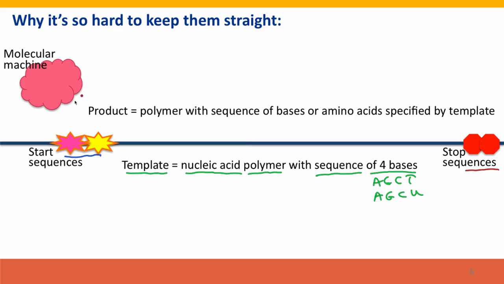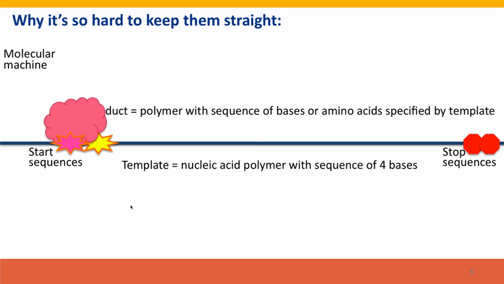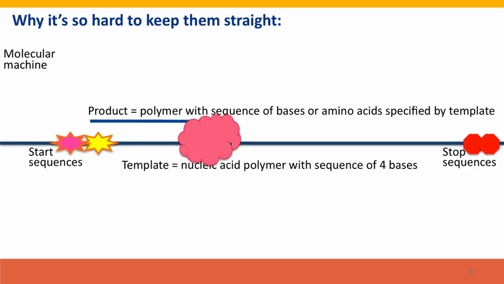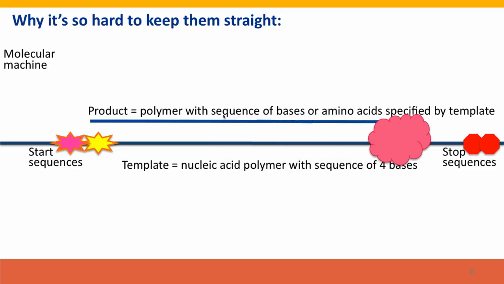There's a molecular machine in every case. In transcription, translation, and DNA replication, there's a molecular machine, which is usually a complex of a large number of highly sophisticated proteins, and sometimes with RNA as well. And this machine is going to move along the template, and it's going to read the base sequences in the template and use that information to synthesize a new polymer whose sequence of bases or amino acids is specified by the template.